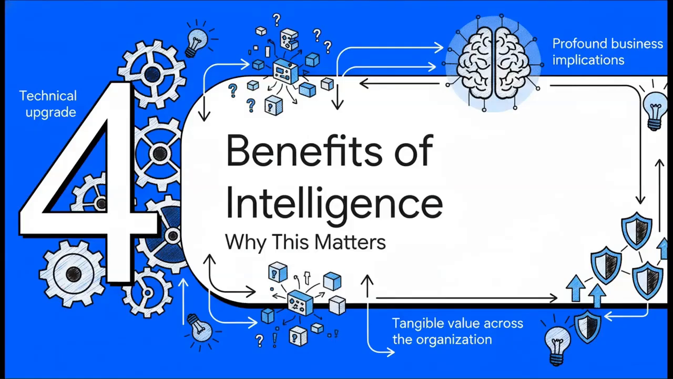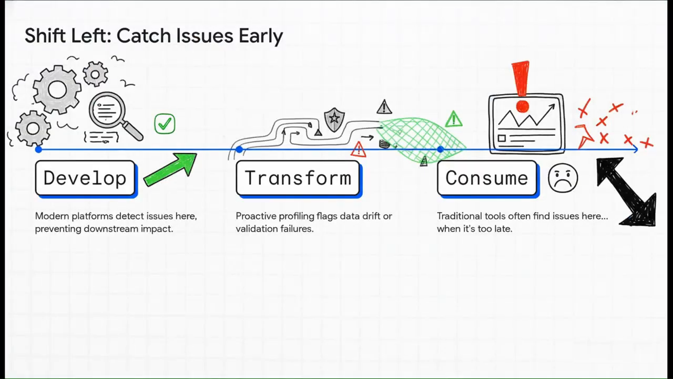This isn't just about making life easier for data engineers, though it definitely does that. This shift from being reactive and fragmented to proactive and intelligent has some serious, tangible benefits for the entire business. And that brings us to this incredibly important idea, shifting left. Traditional tools would usually only flag an issue way at the end of the process, when the bad data is already on a CEO's dashboard. That's way too late. Modern platforms catch that same issue way earlier, to the left, back when the code is being written or the data is being transformed. Fixing a problem early is exponentially cheaper and less painful than fixing it once it's already caused damage.